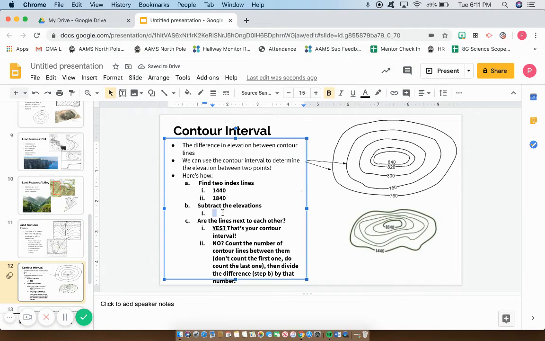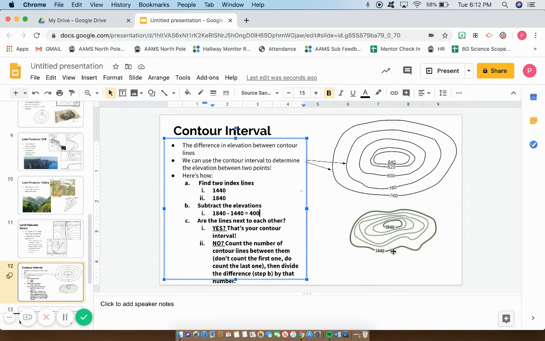Easy peasy. Second step, subtract the elevations. Always subtract the small number from the big number. So 1840 minus 1440. And that's going to get us 400. Feel free to use your calculator because I definitely did. All right, so now we have our difference from this bottom point to the top is 400. We're going to say feet. Now we'll move on to the next step.